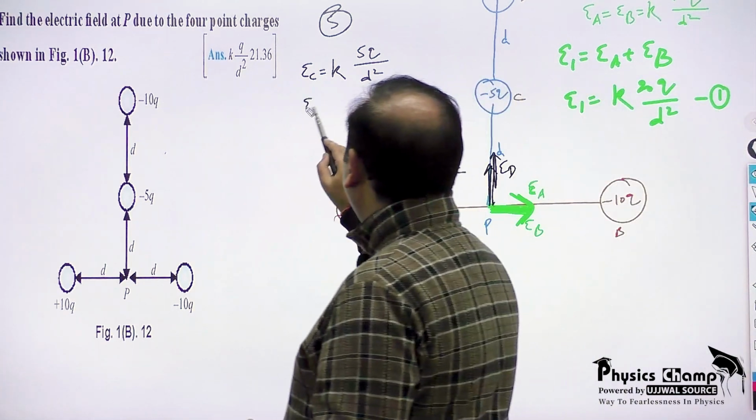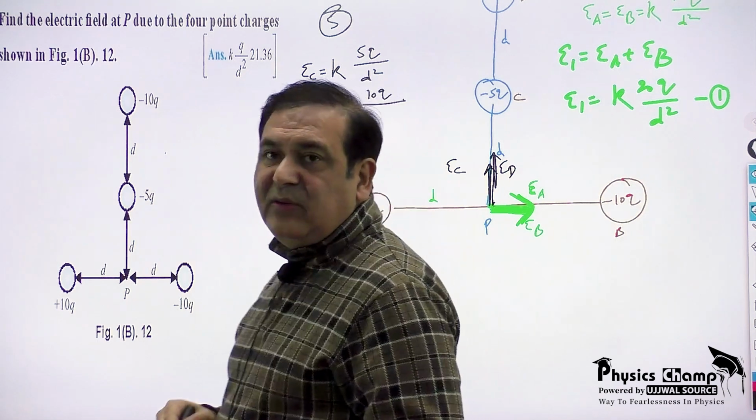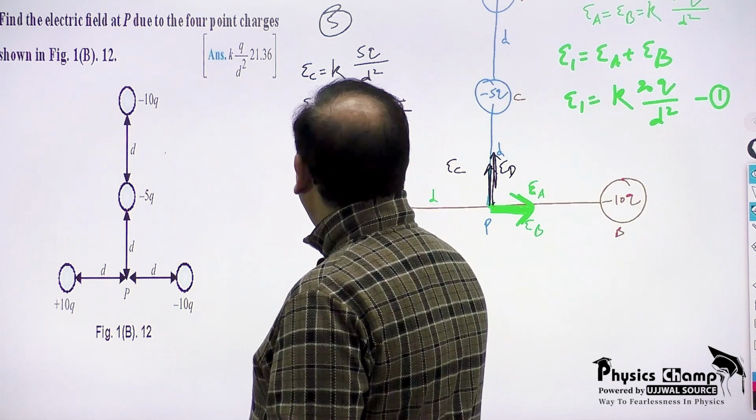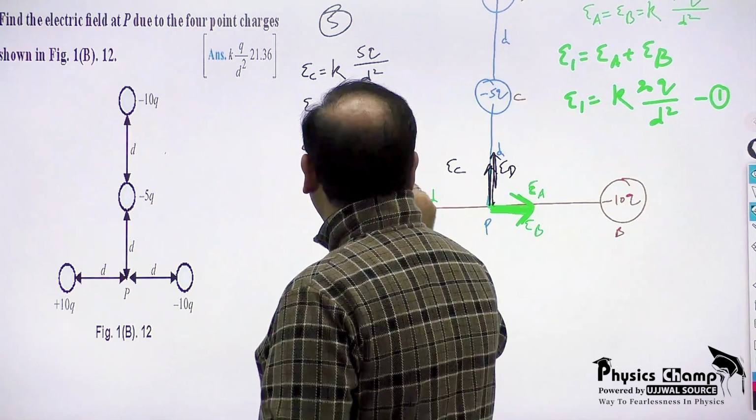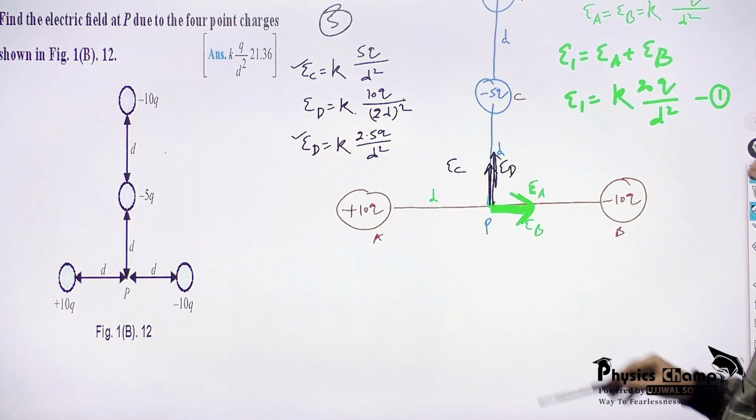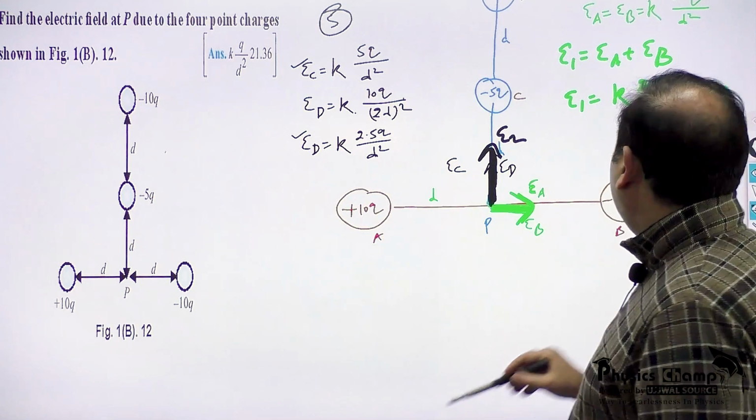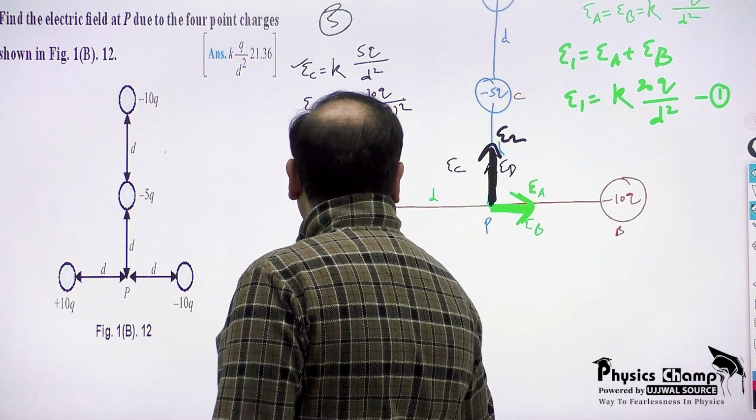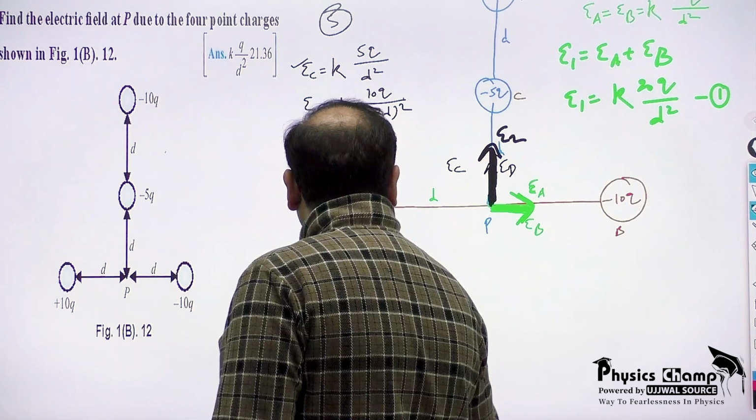ED will be K 10q. I am not putting the sign of these charges by 2D whole square. So ED is K 2.5q by D square. So you have EC and ED. And then this EC and ED together have a resultant electric field, say E2. So E2 here is EC plus ED. So E2 here is K into 7.5q by D square.